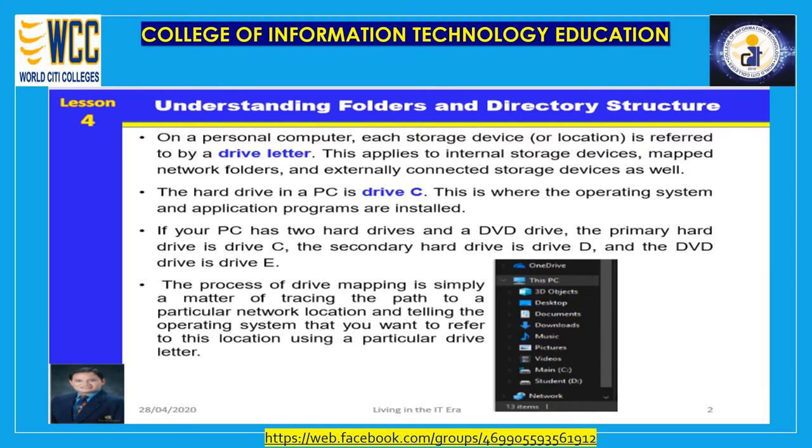Now, on a personal computer, each storage device or location is referred to by a drive letter. For example, drive A, drive B, drive C, but commonly used, of course, is C. This applies to internal storage devices, mapped network folders, and externally connected storage devices as well. The hard drive in a PC is drive C. This is where the operating system and application programs are installed.